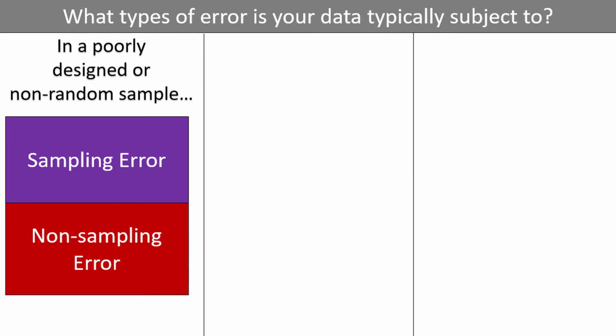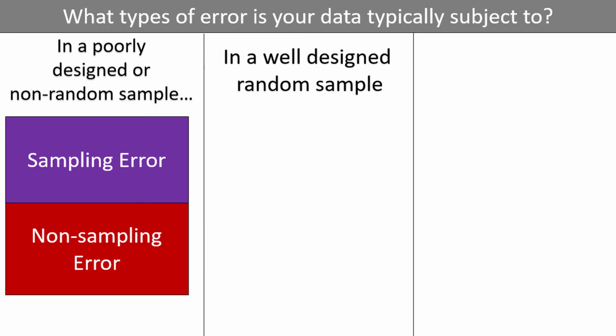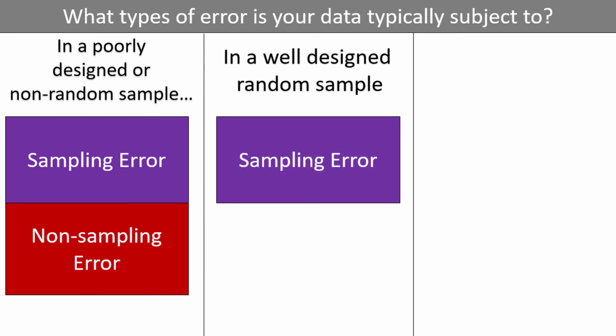On the other hand, in a well-designed random sample, we should only have sampling error and not non-sampling error. Sampling error will still be there because even a random sample can't be expected to perfectly match the population. But if the sample truly is random, we should have gotten rid of the non-sampling error. Most statistical methods are built assuming we only have sampling error and can reduce or eliminate non-sampling error.